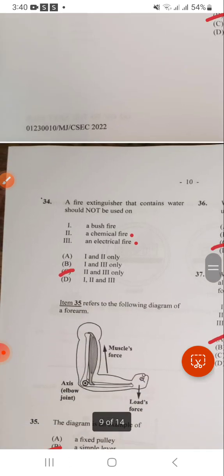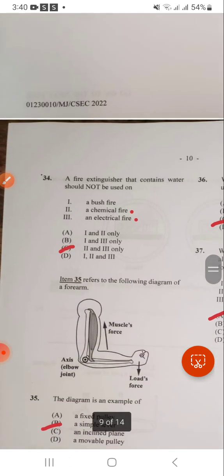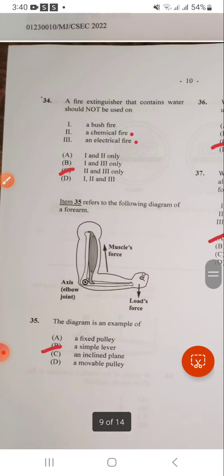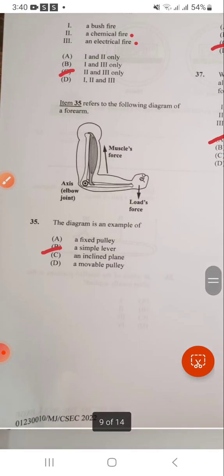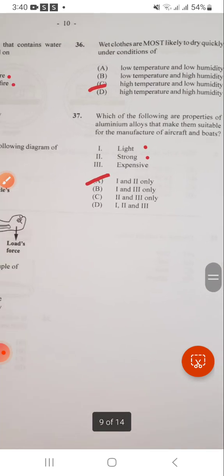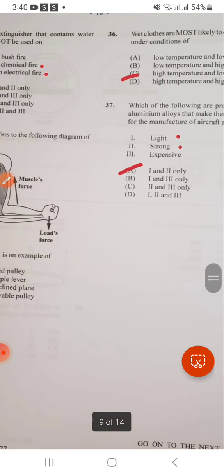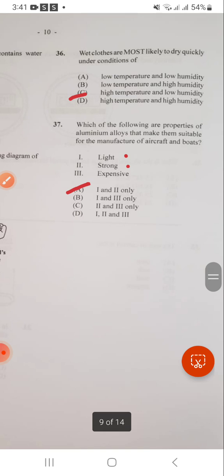Question number 34. A fire extinguisher that contains water should not be used on a chemical fire or an electrical fire. That is 2 and 3 only, which is C. Number 35. The diagram is an example of a simple lever, which is B.